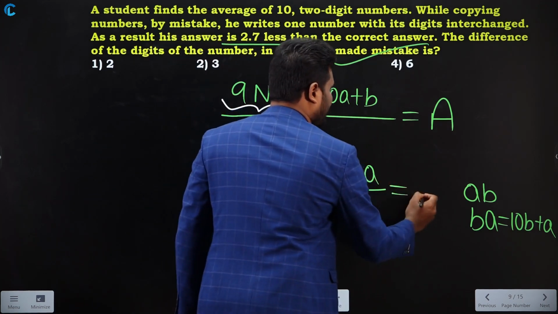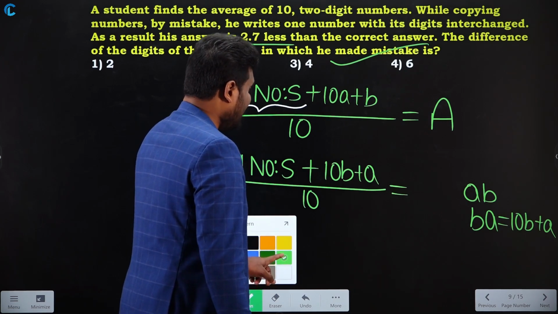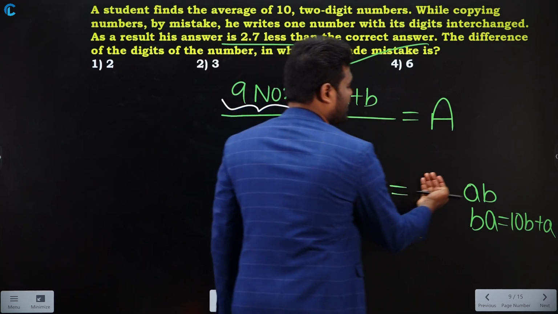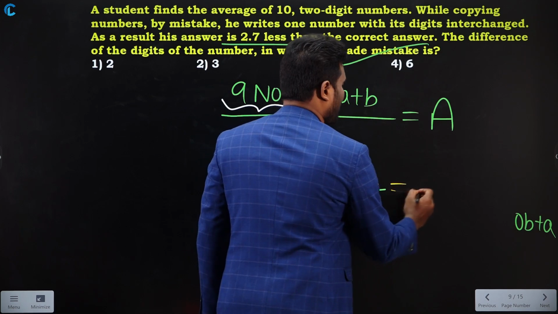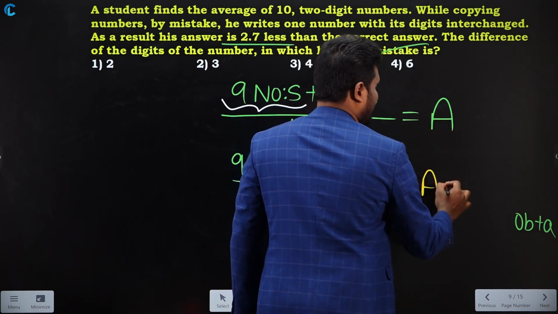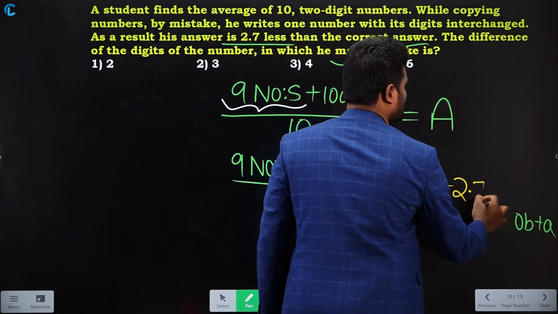Now due to this, what happened? The answer is going to get less. How much less? The answer is going to get 2.7 less. Initially it is A, now it is going to be A minus 2.7.